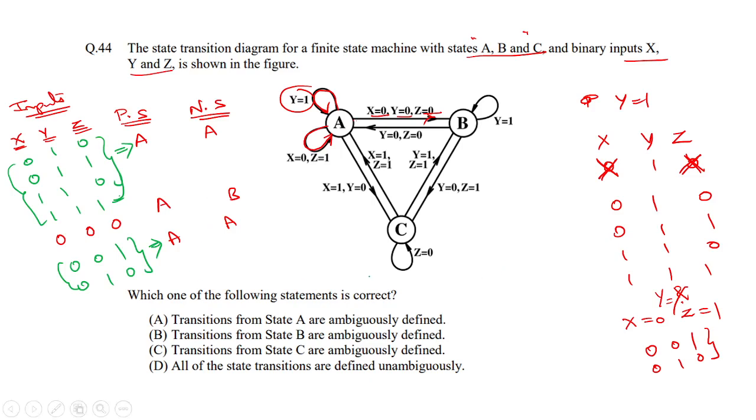Next, what is another one? A to C. You see A to C. Present state is A. You want to move to C. What are the inputs that you should apply? X1, Y0, Z is not given. Don't care. So 1 0 0, 1 0 1. See, if you take 1 0 0 and 1 0 1.